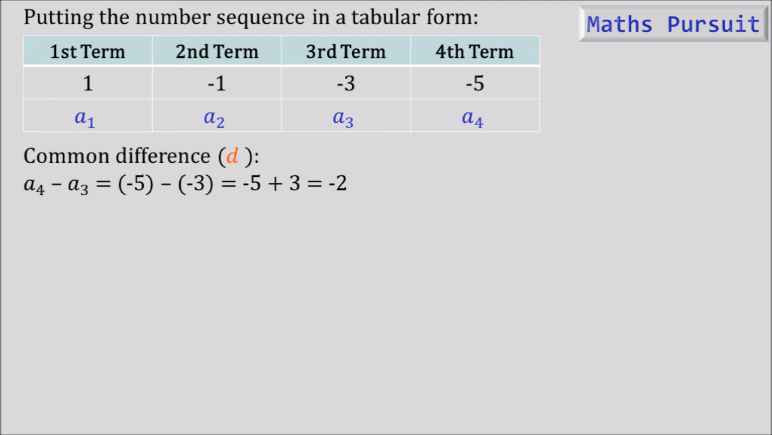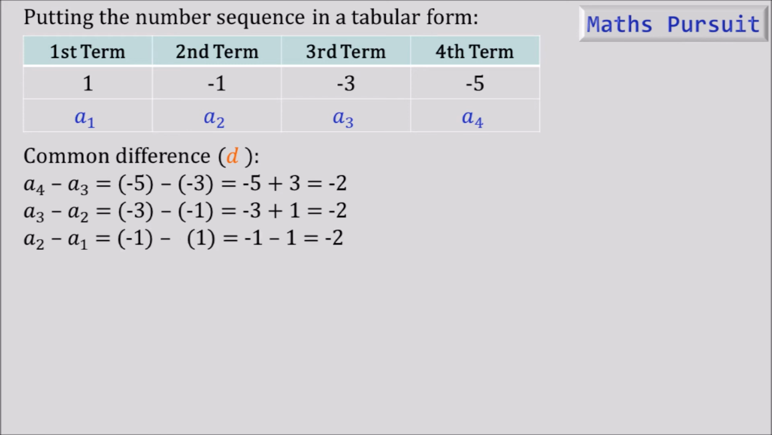Now subtracting A3 minus A2, that is third term minus second term, is equal to -3 minus -1, that is equal to -3 plus 1, because minus into minus becomes plus. So we are doing -3 plus 1, and that is equal to -2. Now subtracting A2 minus A1, that is second term minus first term, we are getting -1 minus 1, that is equal to -2.